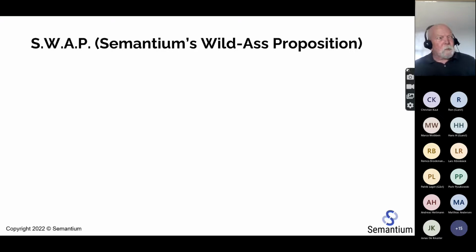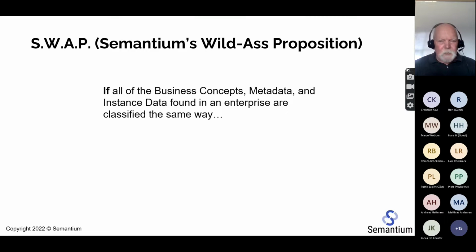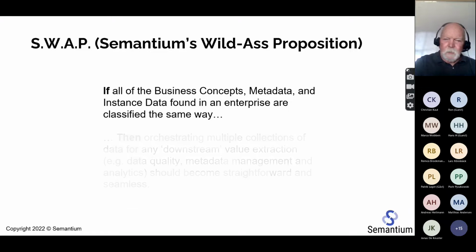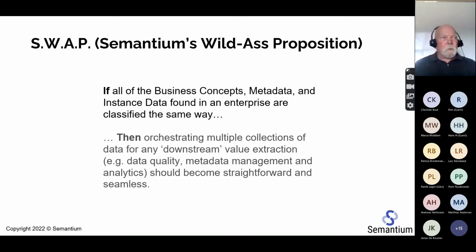Semantium is a startup that my partner and I, Ruben Sardarian from Eastern Canada, kicked off in the last couple of months. And we have this wild proposition that if business concepts, metadata, and instance data found in an enterprise classify the same way, then orchestrating multiple collections should be relatively seamless and frictionless. So we're talking about using this technique end to end in the data lifecycle.